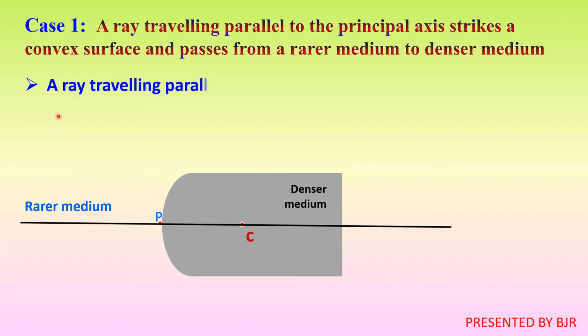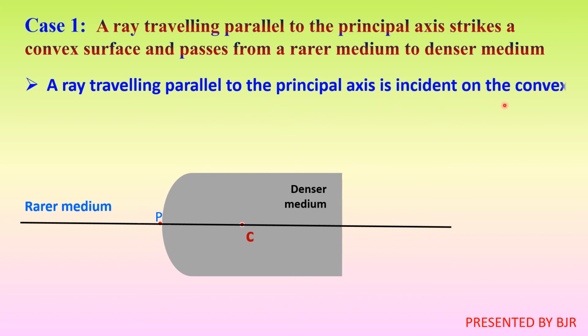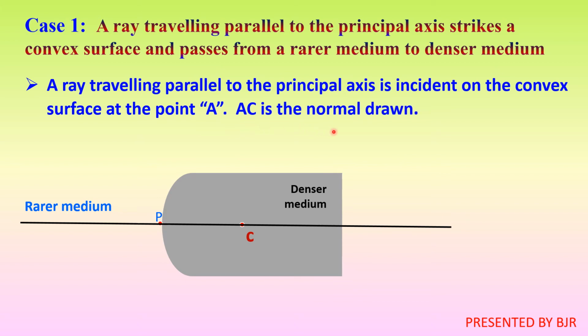A ray traveling parallel to the principal axis is incident on the convex surface at the point A. So AC is the normal drawn. See here. Same here. A ray traveling parallel to the principal axis. This ray is traveling parallel to this principal axis and is incident on this convex surface at the point A.